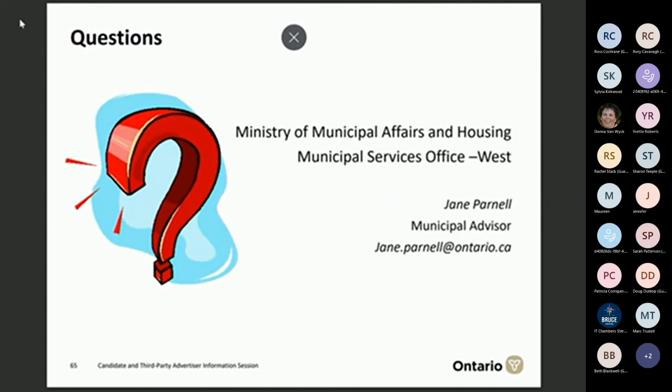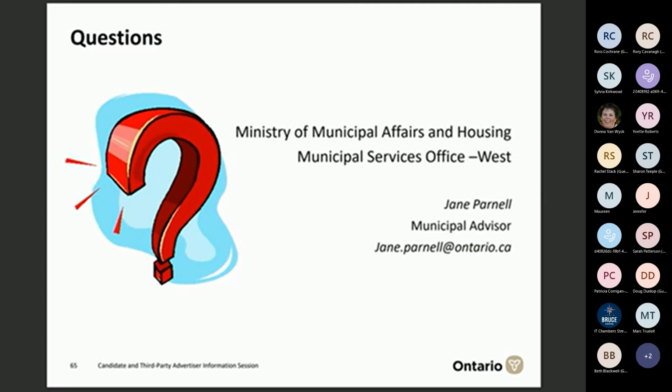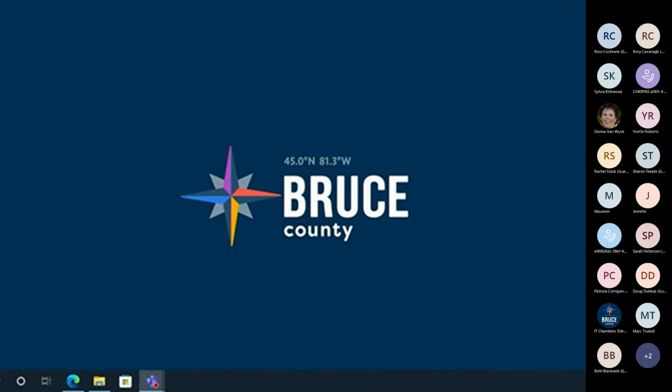So third-party advertising refers to advertisements or other materials that support, promote, or oppose a candidate, or support, promote, or oppose a yes or no answer to a question on the ballot. The meaning of third party in this context means a person or entity who is not a candidate. Third-party advertising is separate from any candidate's campaign and must be done independently from a candidate.